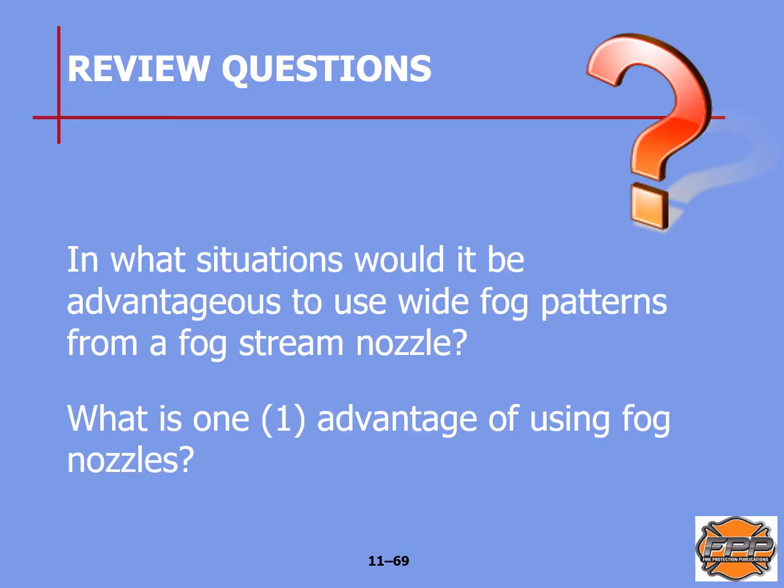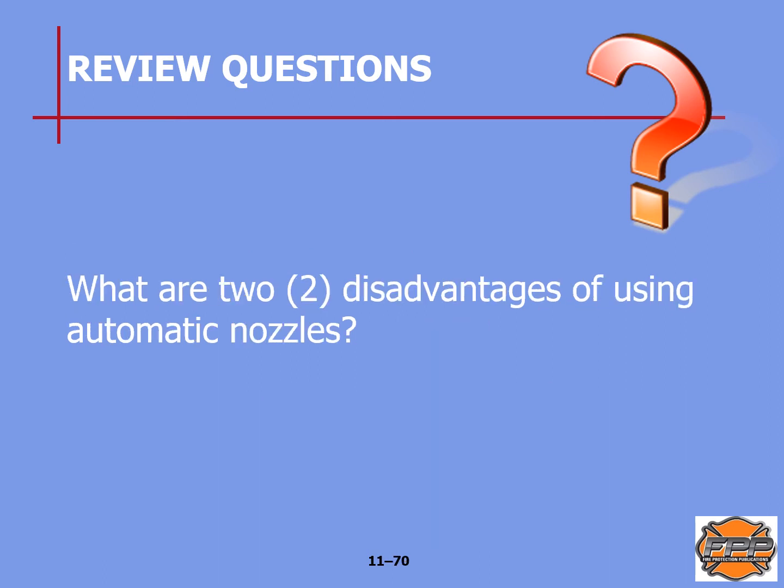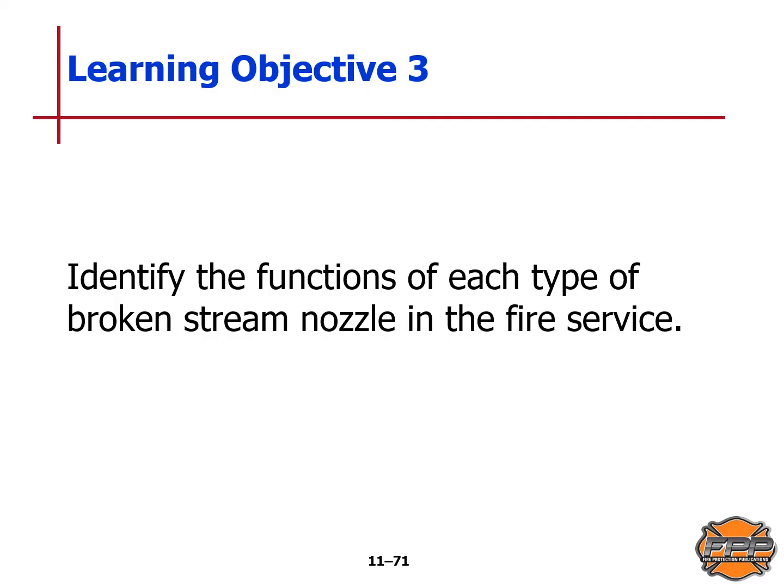Some review questions. In what situation would it be an advantage to use wide fog patterns from a fog stream nozzle? That's on page 256 of your text. Next question. What is one advantage of using fog nozzles? That's on page 257 of your text. Next question. What are two disadvantages of using automatic nozzles? That's on page 263 of your text. Learning objective 3. Identify the functions of each type of broken stream nozzle in the fire service.